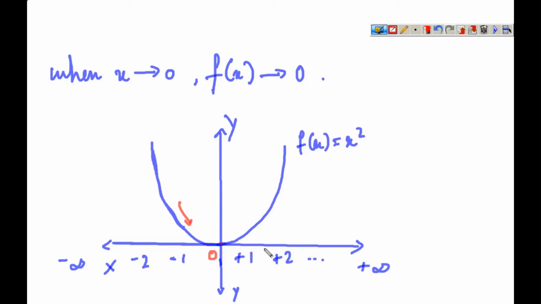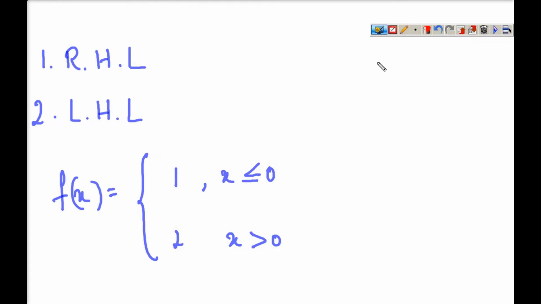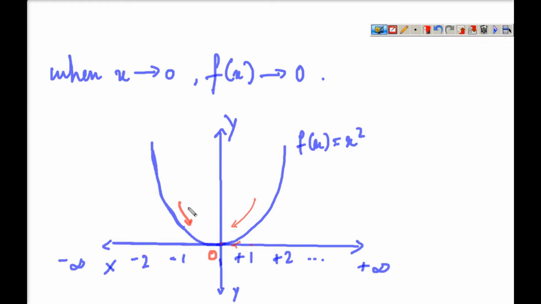But if x approaches from this side, let's say x is plus 1, and it's approaching 0, the value of the function also approaches 0, as we can see from the graph. So if x approaches 0 from either side, the left hand side or the right hand side, the value of the function approaches 0. That's why we can say that the limit as x approaches 0 of f of x is 0, or the expected value of the function is 0.